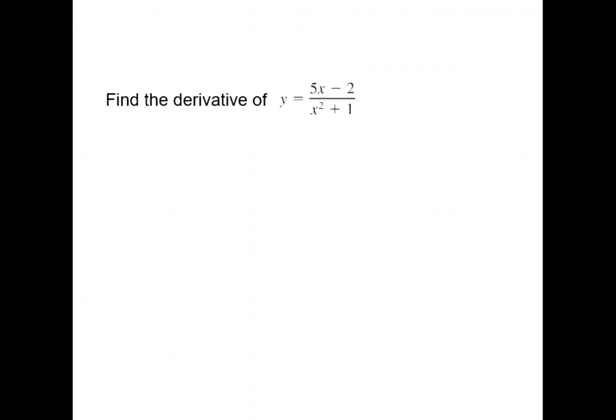All right, find the derivative of y equals (5x minus 2) over (x squared plus 1). So we have y written as a quotient, and so we're going to apply the quotient rule. For functions that can be written as y equals f of x over g of x, the quotient rule tells us that y prime, or the derivative, is equal to g of x.